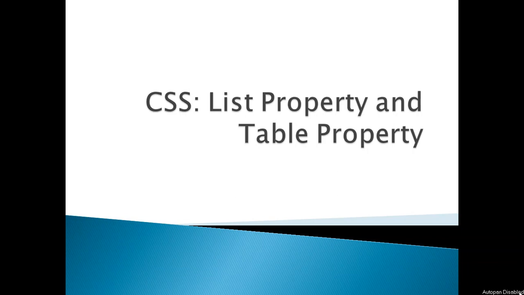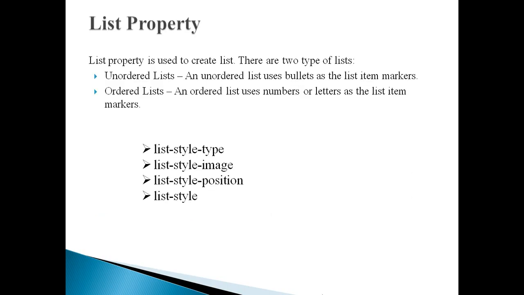In this lecture, we are going to see list property and table property. List property is used to create a list. There are two types of list, unordered list and ordered list. By default, in an unordered list, the list item marker is going to be bullets, and in an ordered list, it may be either numbers or letters in the list item markers.